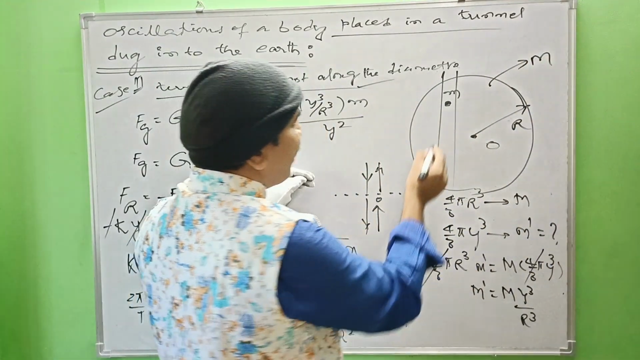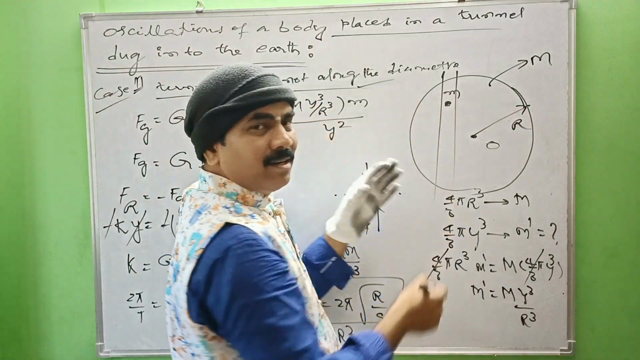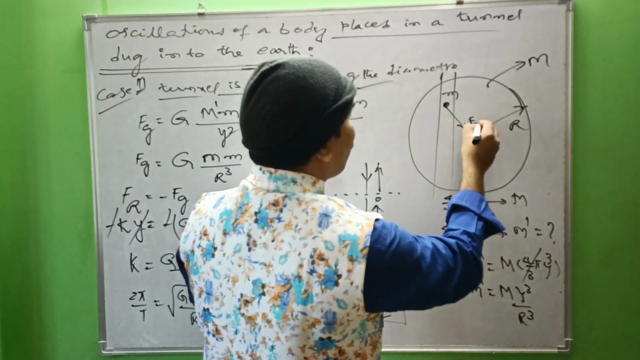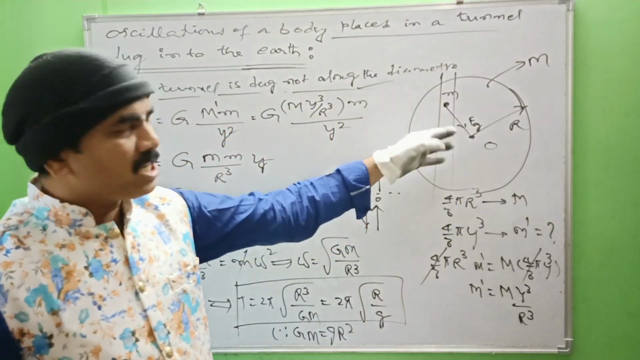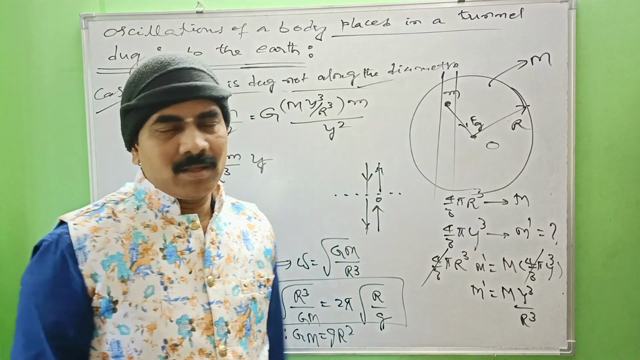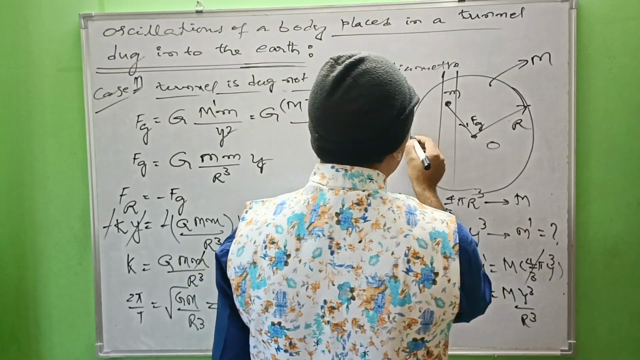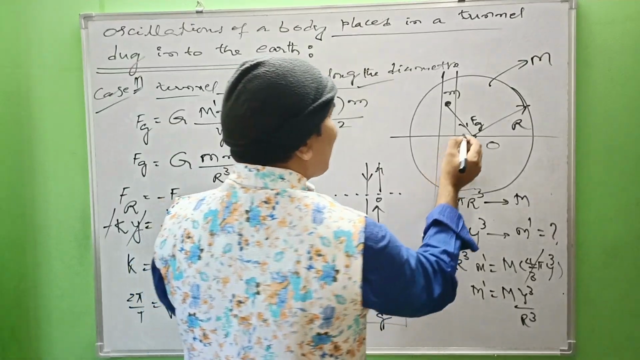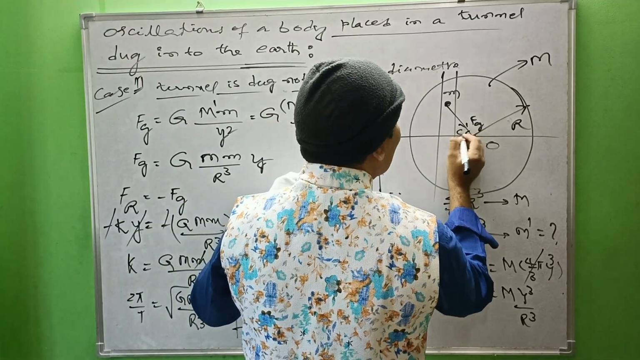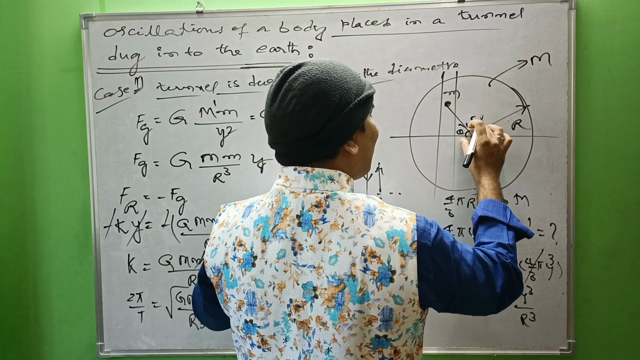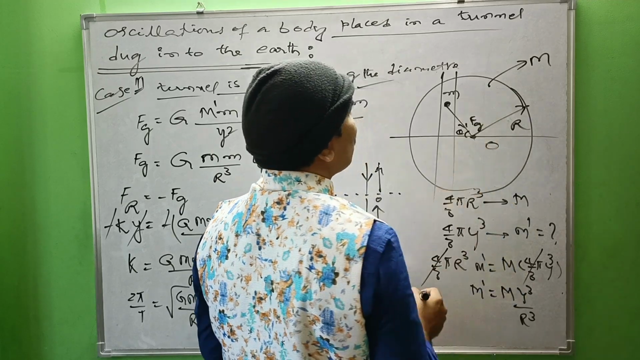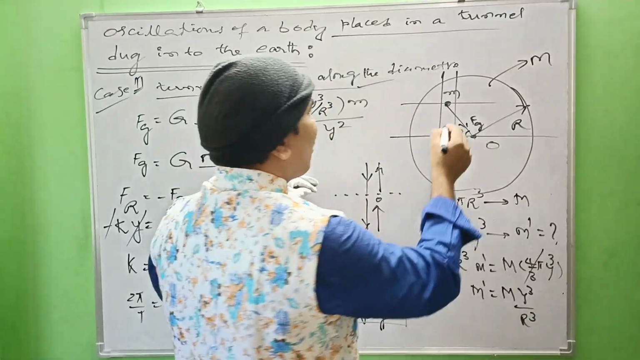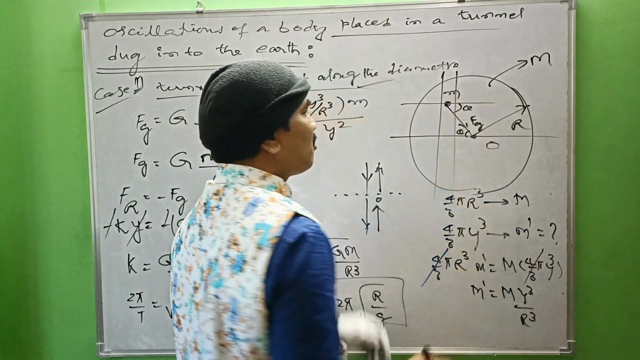Now see, when it is placed somewhere here inside the tunnel, it is pulled towards the center of the earth with a force equal to mg. See, the direction of the gravitational force is towards the center of the earth. Now if I take a line horizontally, what is the angle here? This Fg makes some angle theta. So this angle theta is the angle between these two lines. If I take one more line somewhere here horizontally, this angle is also theta.